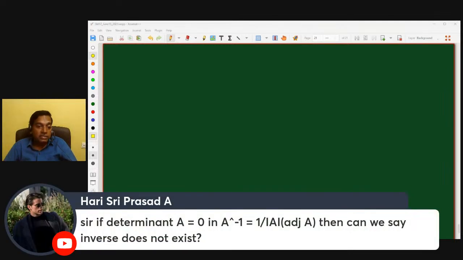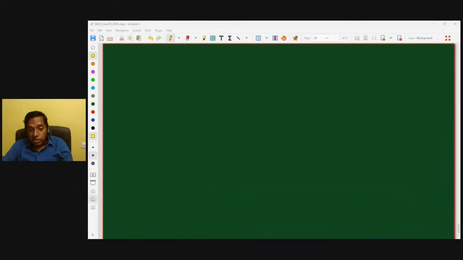If determinant A is 0, yes, then A inverse does not exist. That is what we wrote earlier. Remember, when we defined inverse, I'm glad you asked this question, Hari Prasad. When we defined inverse, we said determinant A is not 0, inverse is defined. And now you can see why, because inverse is linked to determinant through adjoint. A inverse is adjoint by determinant A. If determinant A is 0, you cannot have inverse.